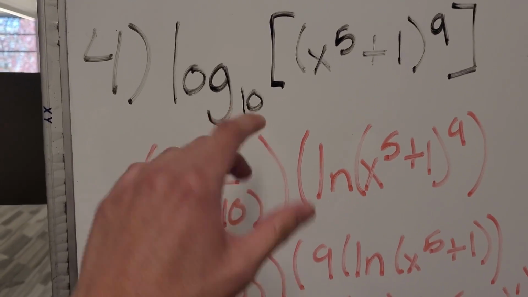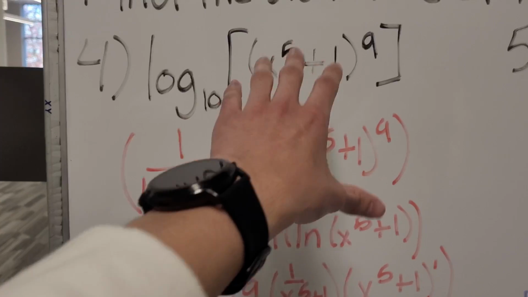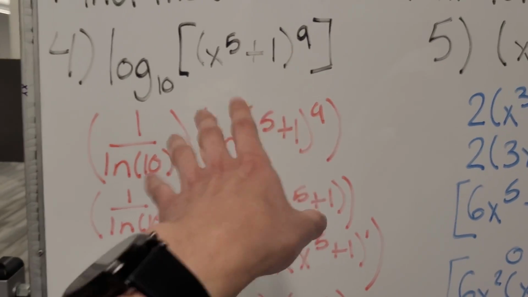We're looking at another logarithm problem. We have log base 10 of (x to the 5th plus 1) raised to the 9th. So we have this exponent in here. We're going to have to deal with that.